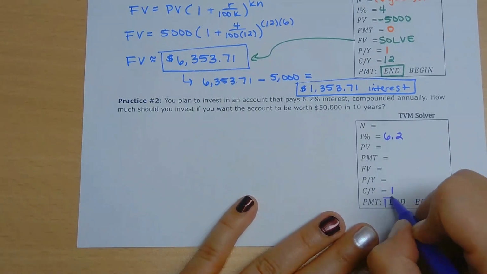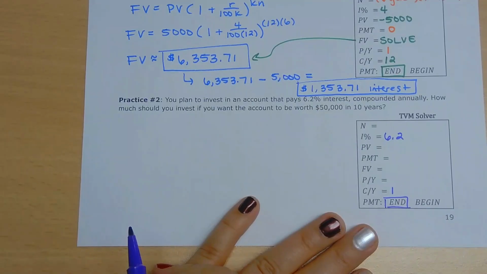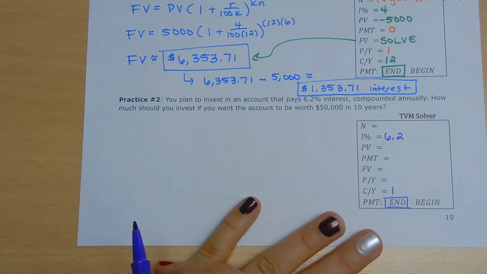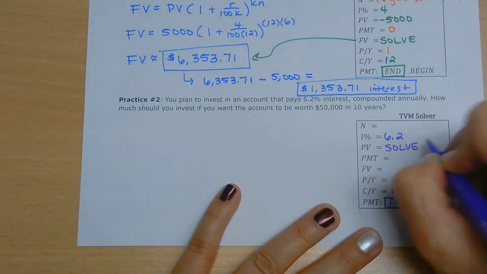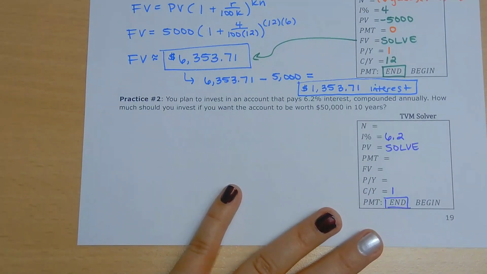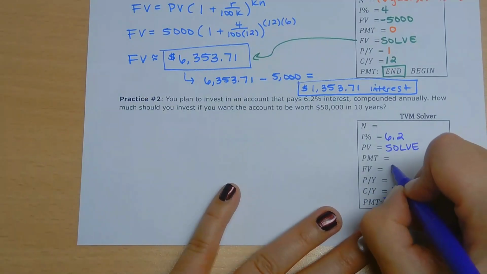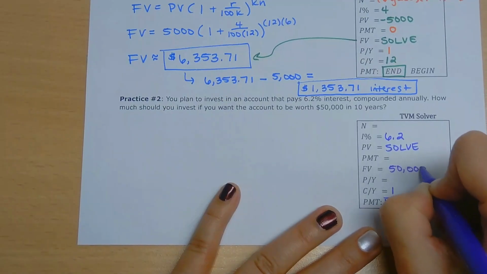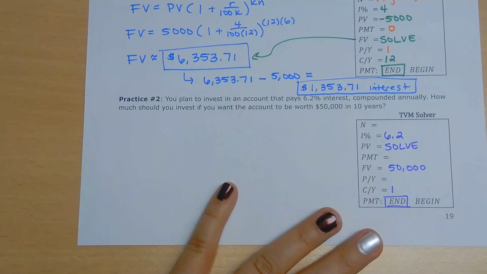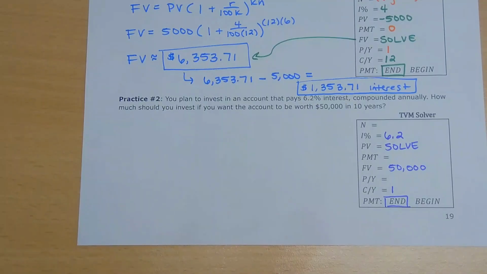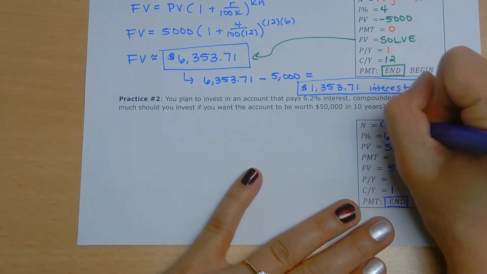I know that this is going to stay at end because it almost always does. How much should you invest? So how much should my principal value be? I'm going to solve for that. I want the account to be worth $50,000. I'm investing it, which means at the end it will belong to me, so I'm going to leave that positive. And 10 years. So I'm going to put my 10 years here.